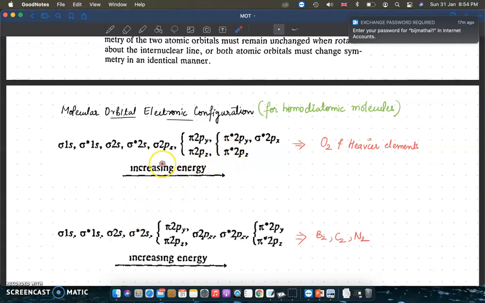We have two different types of electronic configurations because, from certain spectroscopic studies, it is found that B2, C2 and N2 have this electronic configuration. However, O2 and heavier elements have this particular electronic configuration. Please kindly go through these electronic configurations and try to understand how they are written here. In the next video, we will quickly describe a little bit more about this electronic configuration. Thank you very much.